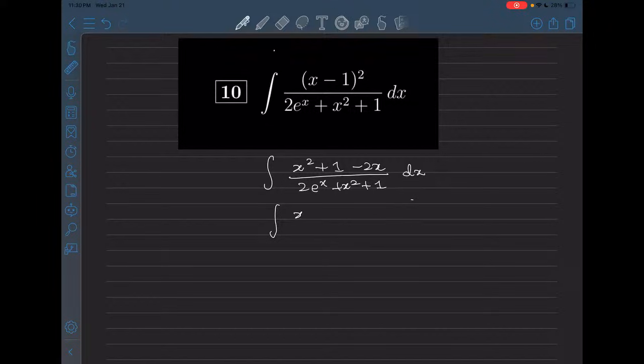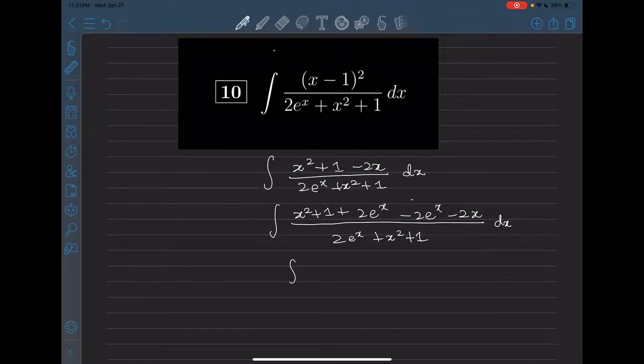Okay, so maybe now you might be thinking to write it like this: 2e to the power x minus 2e to the power x minus 2x. Is that what you guys are thinking? Yeah. And how will this be helpful? So I can write the integral of 1 minus (2e to the power x plus 2x) divided by (2e to the power x plus x squared plus 1) dx.